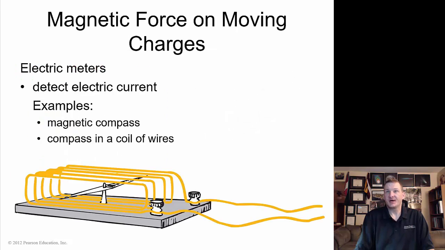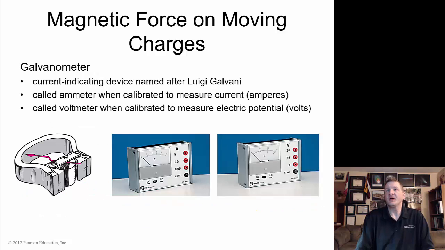Now, an electrical meter does detect electrical current, and examples of this would be a magnetic compass and a coil of wires. We can look at the force on moving charges with a galvanometer.